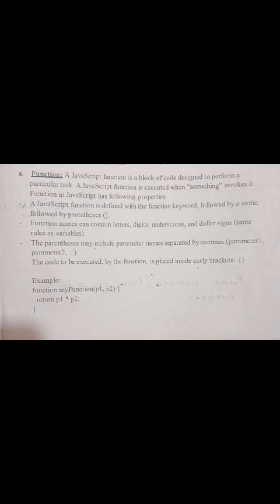A JavaScript function is a block of code designed to perform a particular task. A JavaScript function is executed when something invokes it. Functions in JavaScript have the following properties. First, a JavaScript function is defined with the function keyword, followed by a name, followed by parentheses. Second, function names can contain letters, digits, underscores, and dollar signs.